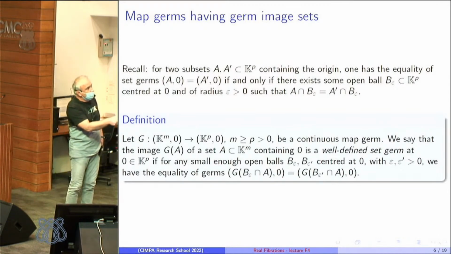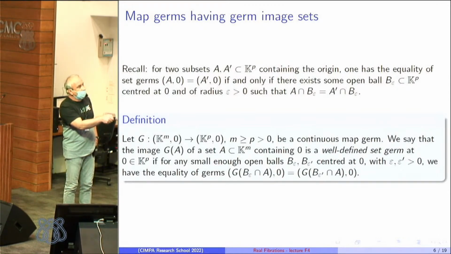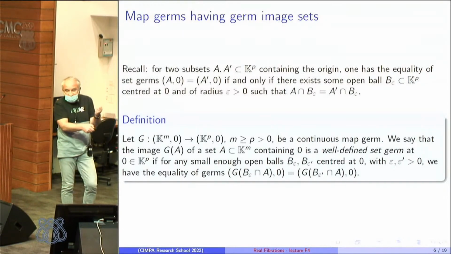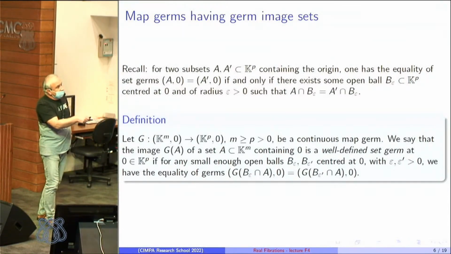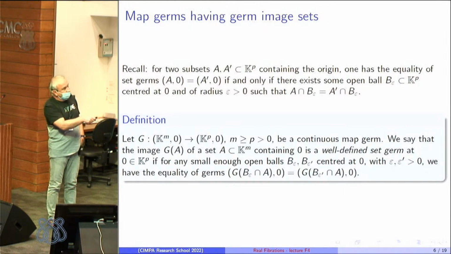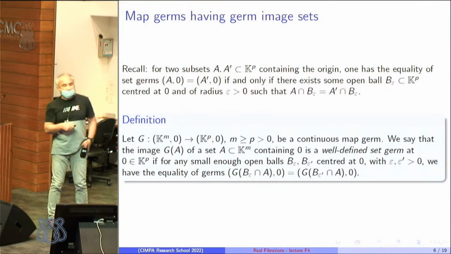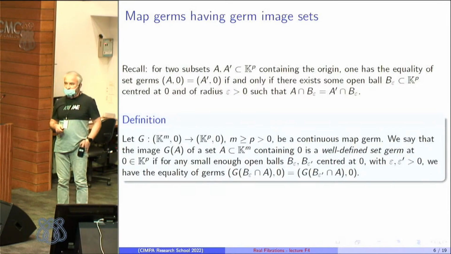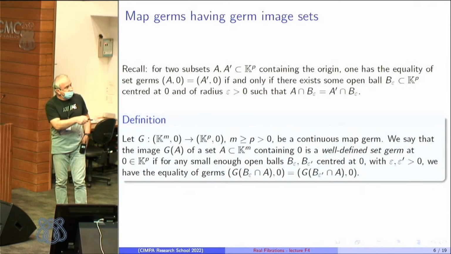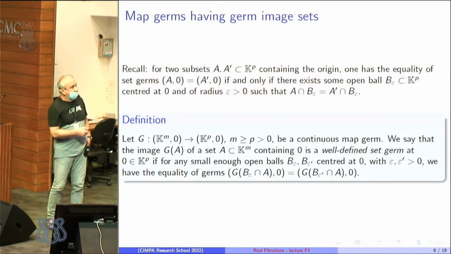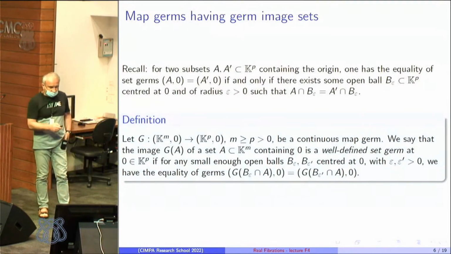It doesn't matter how you choose two small balls, one larger and the other one could be very, very small. When you take the image of the intersection of A with these two balls, so A intersect B epsilon and A intersect B epsilon prime, the two sets are going to have the same germ at the origin. And again, in this equality, one of them, let's say epsilon prime, could be much, much smaller than epsilon. It doesn't matter. They are going to have the same germ. Yeah, so this is the definition.